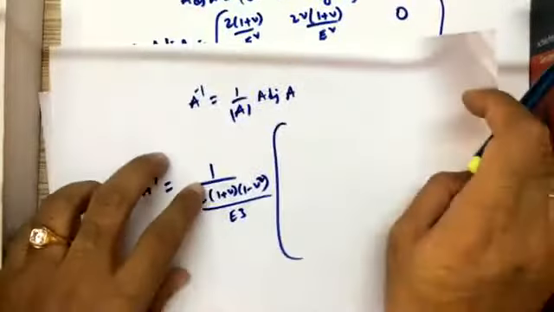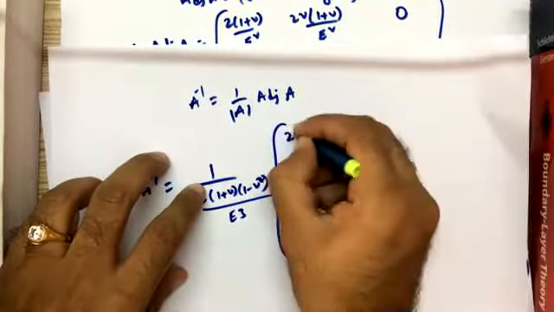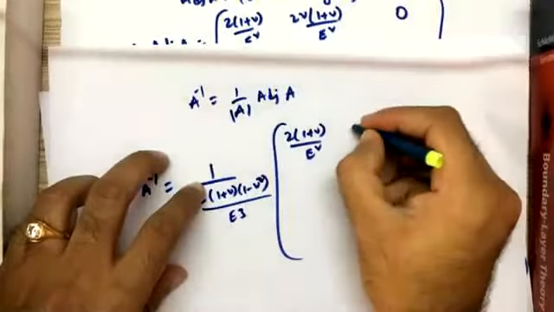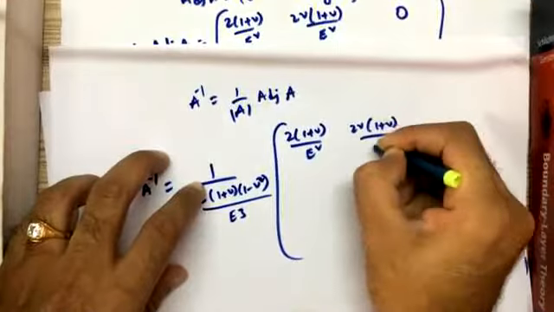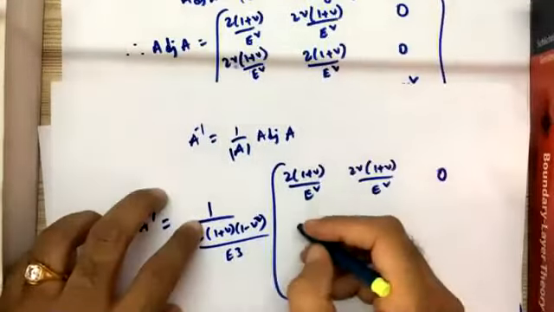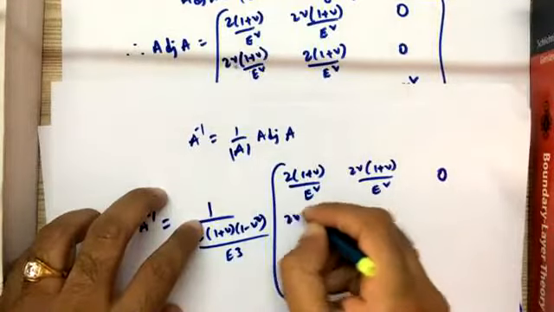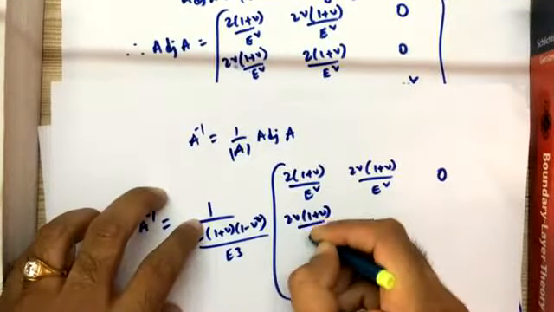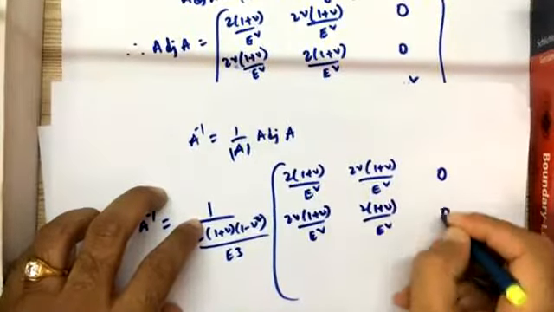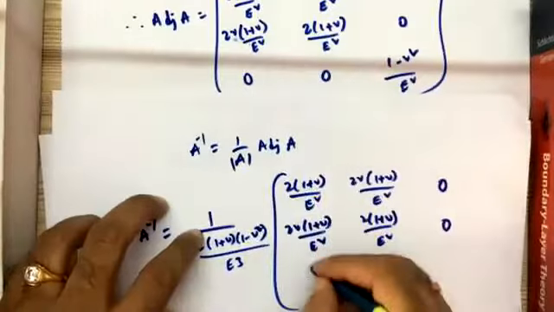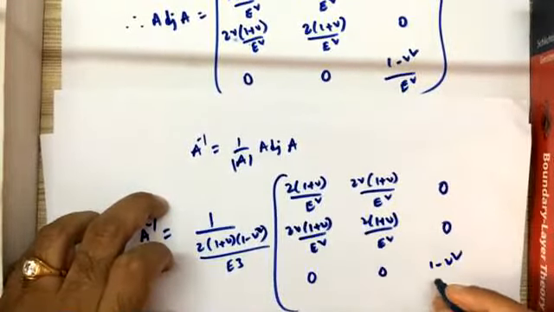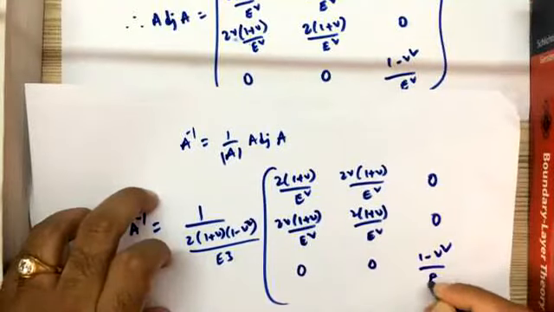What is adjoint A? First row: 2 into 1 plus nu by E square, 2 nu into 1 plus nu by E square, 0. Next row: 2 nu into 1 plus nu by E square, 2 into 1 plus nu by E square, 0. Last row: 0, 0, 1 minus nu square divided by E square.